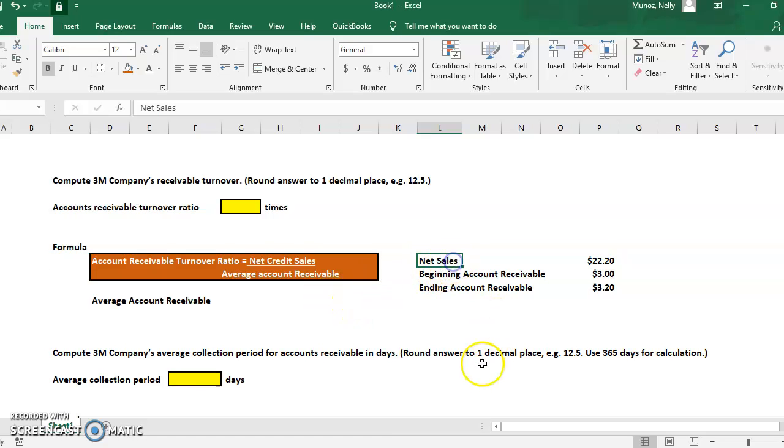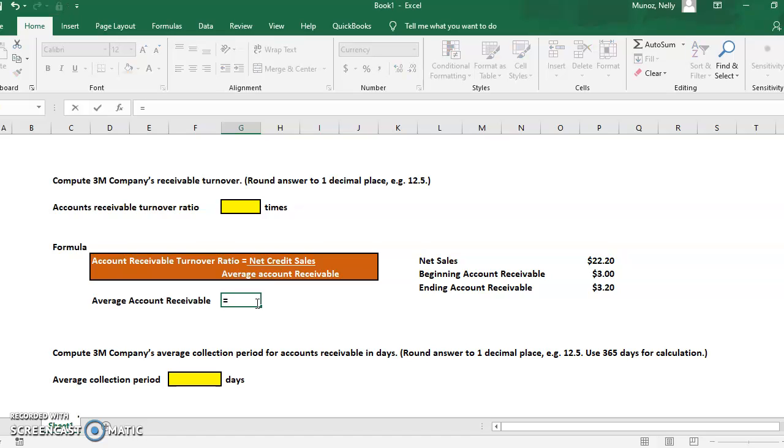We already know the net sales, because the problem is giving us that information, but we don't know the average. But we know that we can find the average by adding the beginning plus the ending balance and dividing it by 2, right? So now we know the average, and the formula says that we find the accounts receivable turnover ratio by dividing net sales by the average accounts receivable.